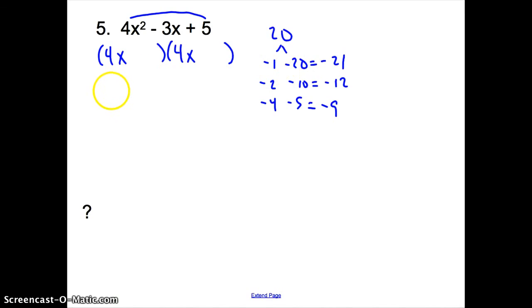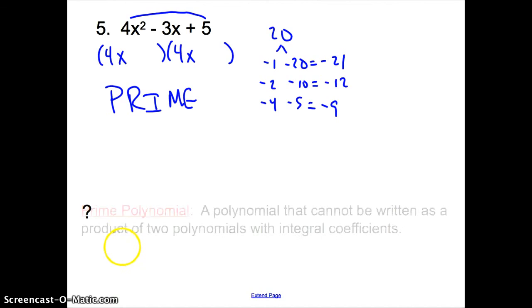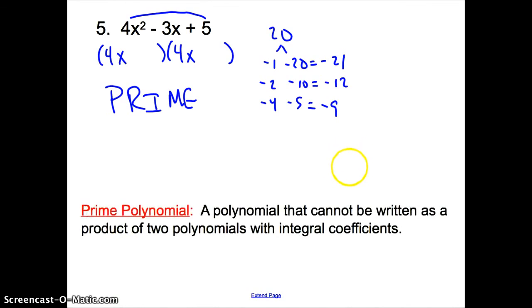So what would this be? This would be prime. And what kind of prime would it be? It would be a prime polynomial, which leads us into our vocab word. A prime polynomial is a polynomial that cannot be written as a product of two polynomials with integral coefficients. And integral just means they have to be whole numbers, like 1, 2, 3, 4, any number that's not a decimal.